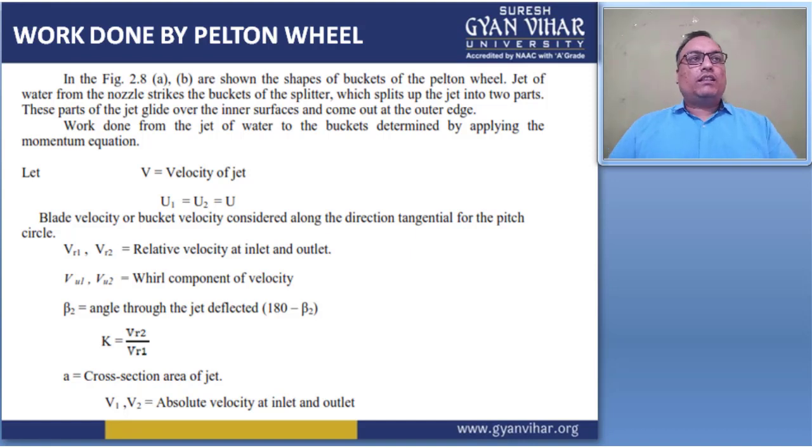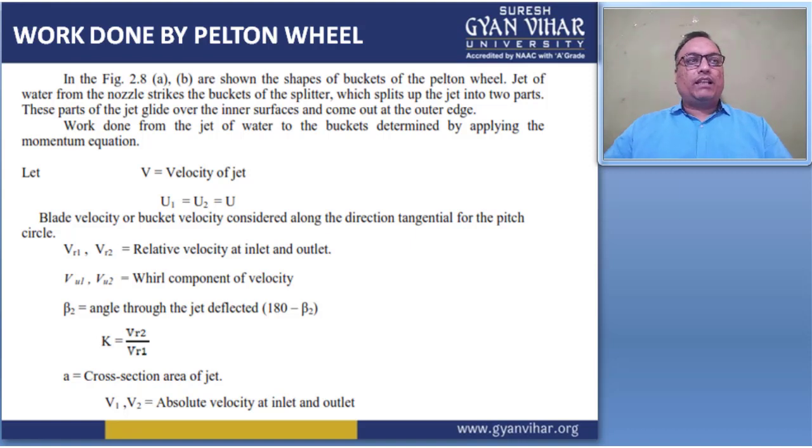In this figure you can see the shape of the bucket of the Pelton wheel. The jet of water from the nozzle strikes the splitter of the bucket, which splits the jet into two parts, and these parts of the jet glide over the inner surface and come out at the outer edge. The work done by the jet of water on the bucket is determined by applying the momentum equation.